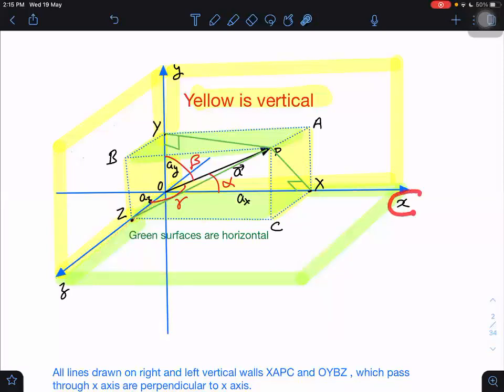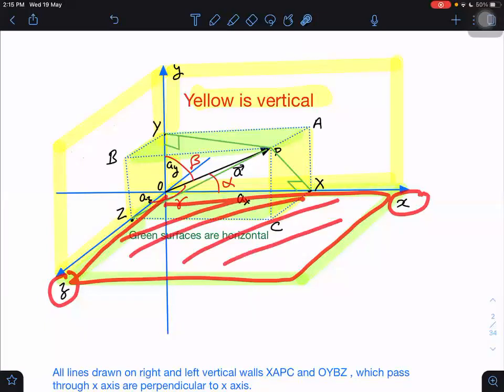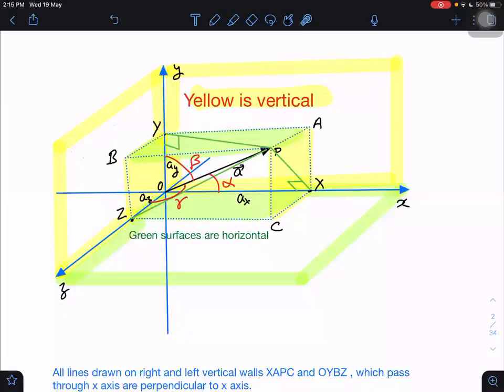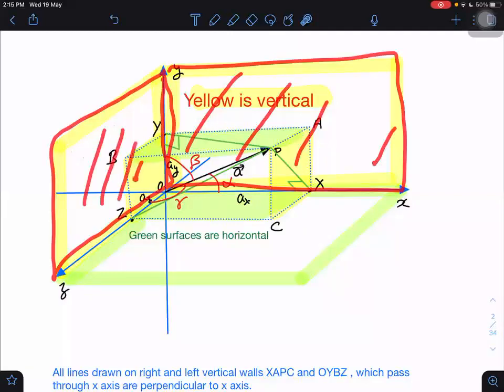So x-axis is which axis? Horizontal axis. Z-axis is which axis? It is also a horizontal axis. What does this total plane xz represent? This plane represents the horizontal plane. Is that point clear? Yes, sir. Similarly, how many vertical planes do you see? Two vertical planes. This one is vertical because of the front wall, and this one is vertical because of the left wall. These two walls are vertical.